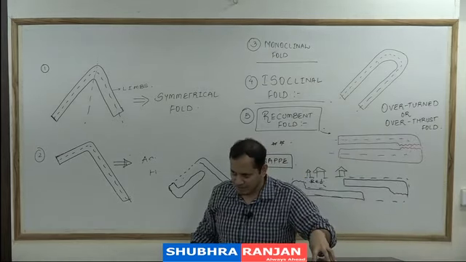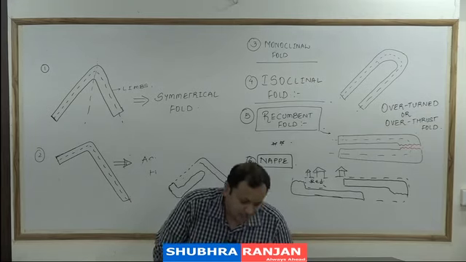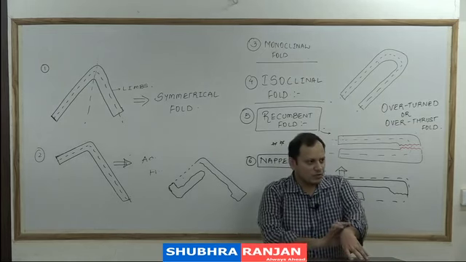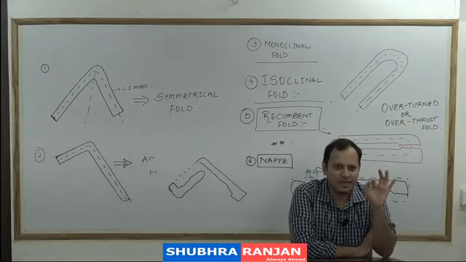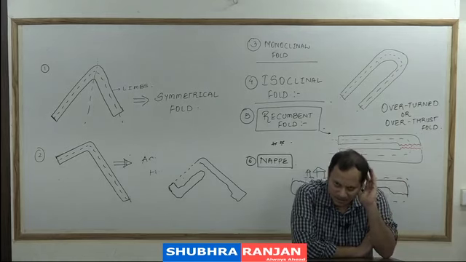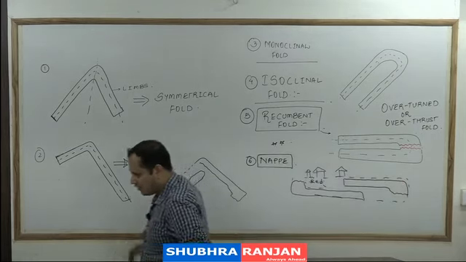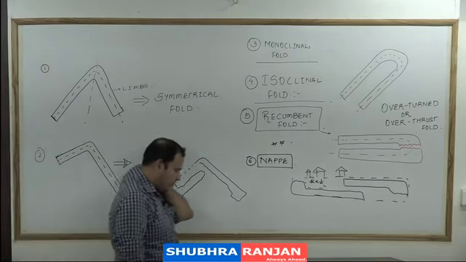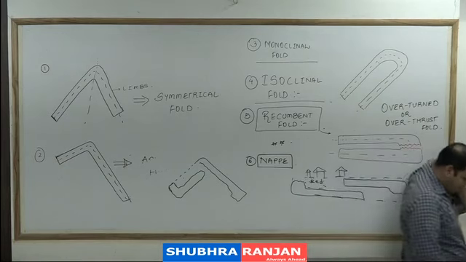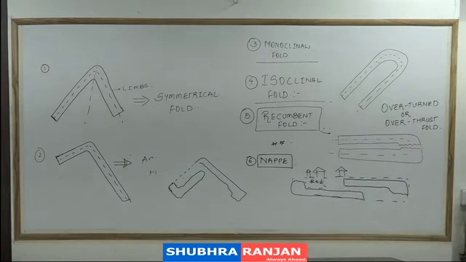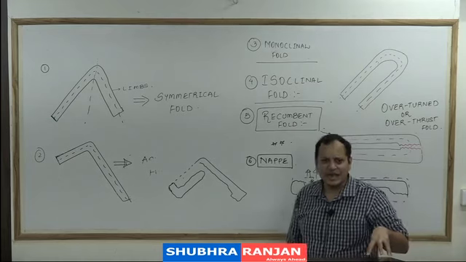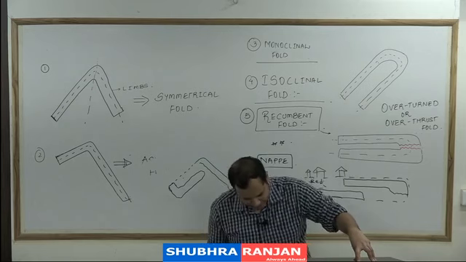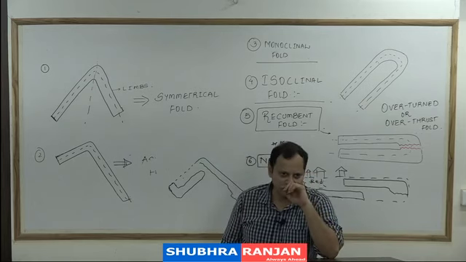Getting it? What is a nappe? So that is all about folding, least important from our exam point of view. Just remember that fold mountains are known as mountains of elevation. So you can note it down somewhere. Young fold mountains are known as the mountains of elevation. Why mountains of elevation? Because they are the highest mountains on the surface of the earth.